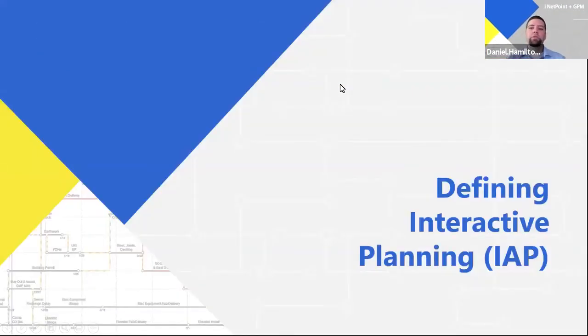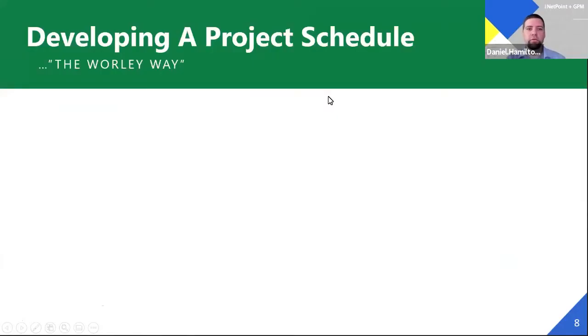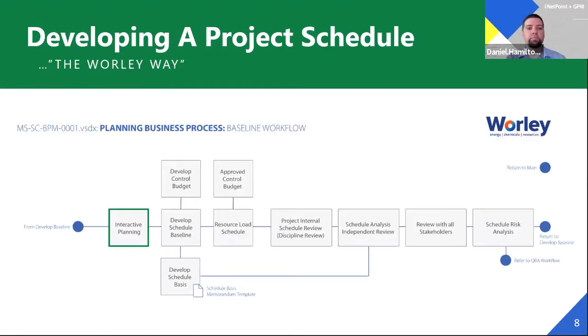So I want to jump into a little bit about defining interactive planning and what it means to Worley and to even others. So developing a project schedule the Worley way. First off, we're going to see here what we call our business process map. This map shows the steps to create a baseline schedule and to get a product we can issue to a project team to execute the schedule. There are various additions to this business process map.